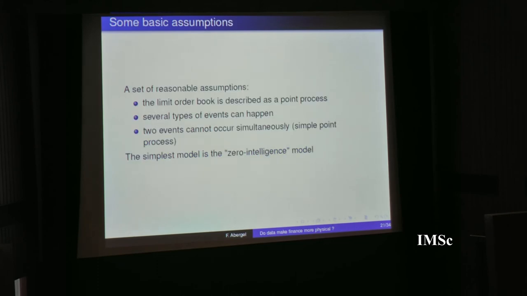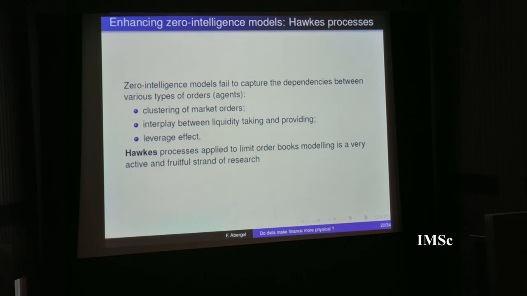So how do you model dependency? Okay, so as I said, a simple model of markets is called zero intelligence models, where orders of various types arrive randomly according to some Poisson distribution. As we have seen, there are many dependencies that should be taken into account.